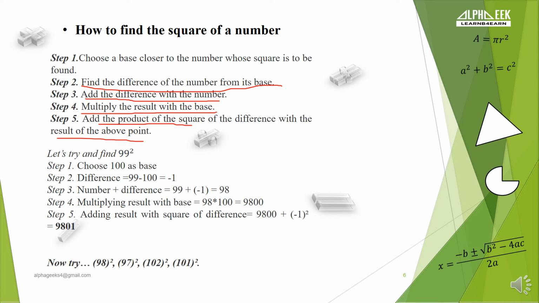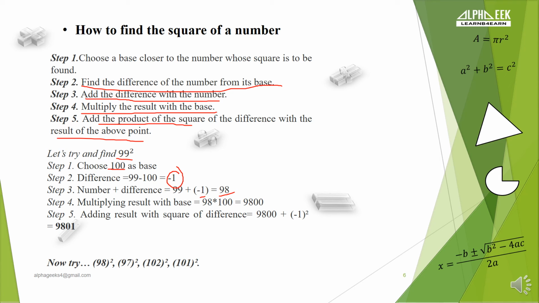Now we want to find 99 square. The closest base we can choose for 99 is 100, because the multiplication with 100 will be much easier. Now we'll find the difference between 99 and 100. It is minus 1. Correct? Always the number minus the base. Now we will add the difference to the number. So 99 plus the difference, which is minus 1, will give you 98.